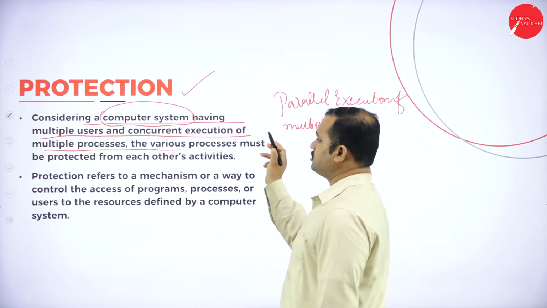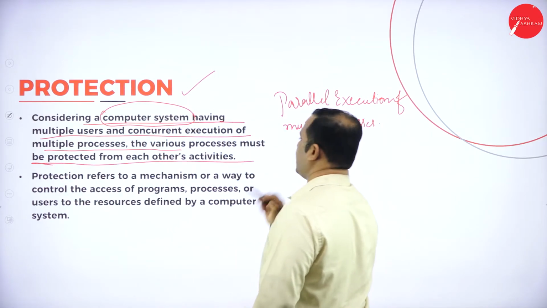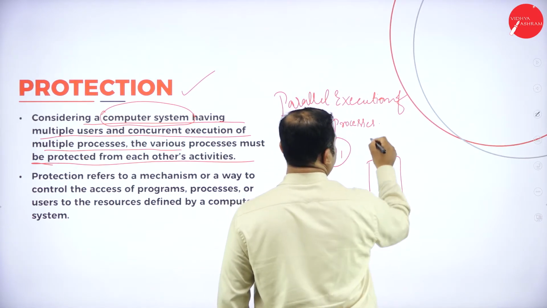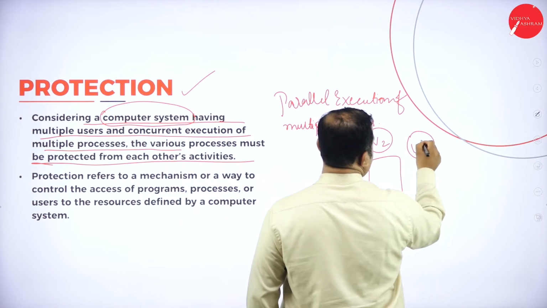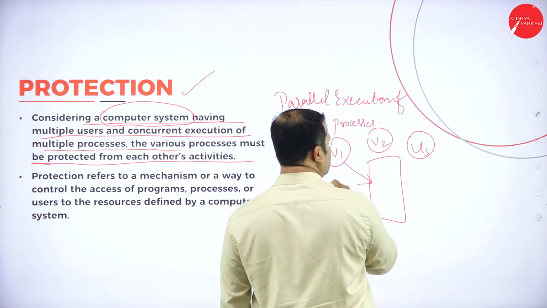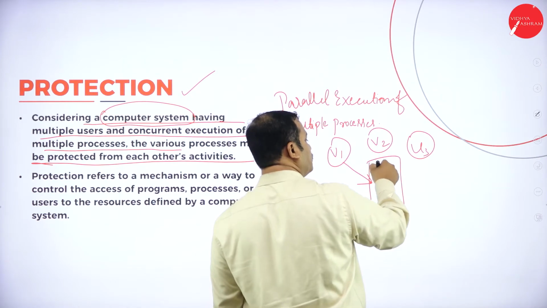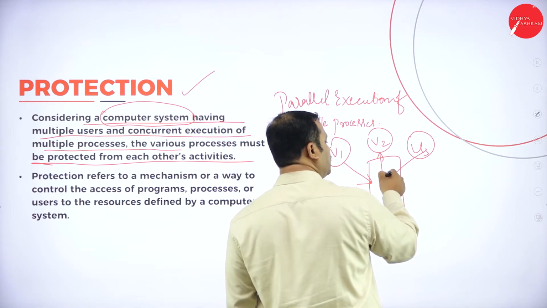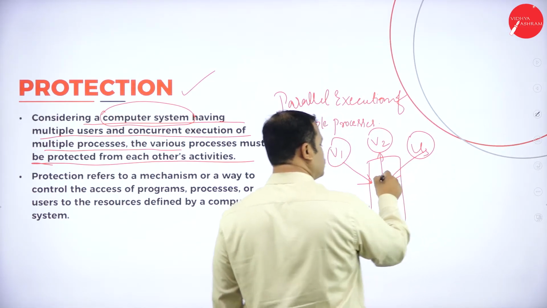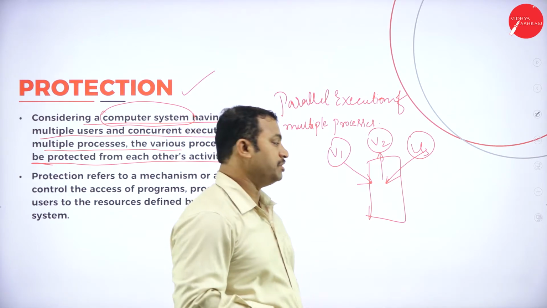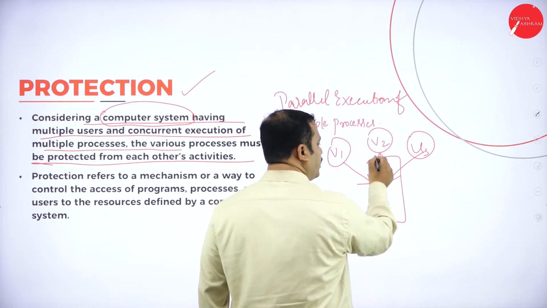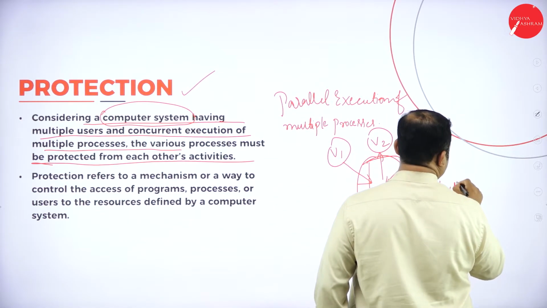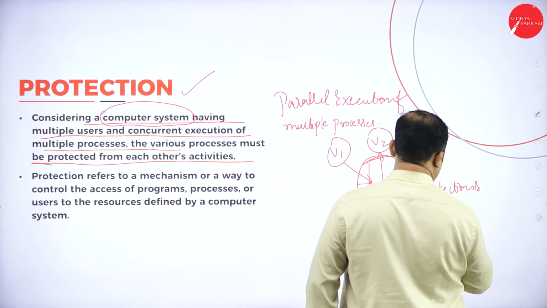Then the various processes must be protected from each other's activities. Suppose one of the programs is being executed, user 1 wants to use this, user 2 wants to use this, user 3 wants to use this. So if there is any updated information, the updated information must be fetched by U2. Then again, after getting certain updations, U3 must be allowed to access the updated information, not the old information. In order to get this, we have to protect the programs. So protection is necessary for resources.